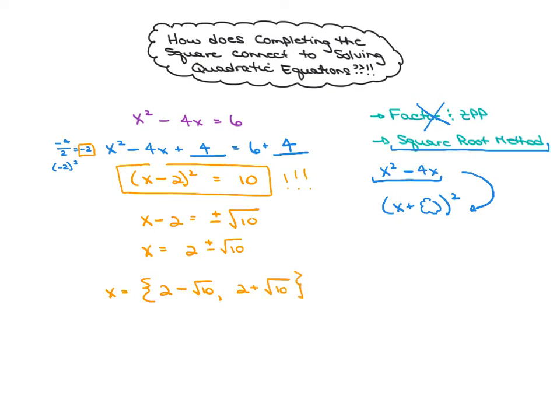Now, if we wanted to do a quick estimate, I know the square root of 10 is something a little bit more than 3. So I'm going to say that's about 3. So x is about -1 and about 5, if we just wanted to think where those numbers were on the number line.